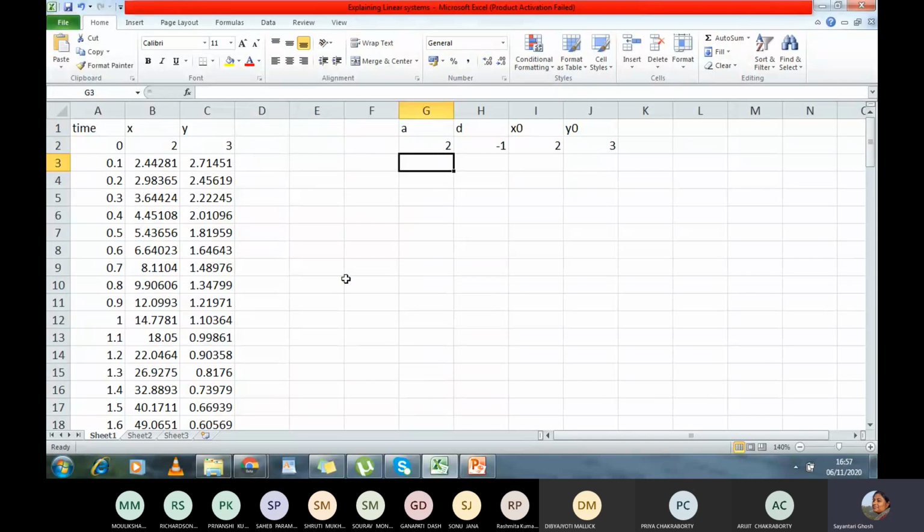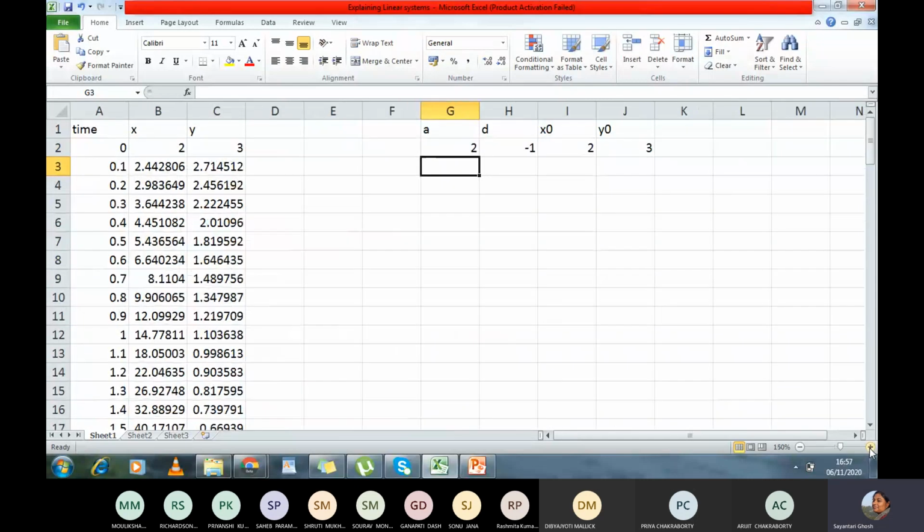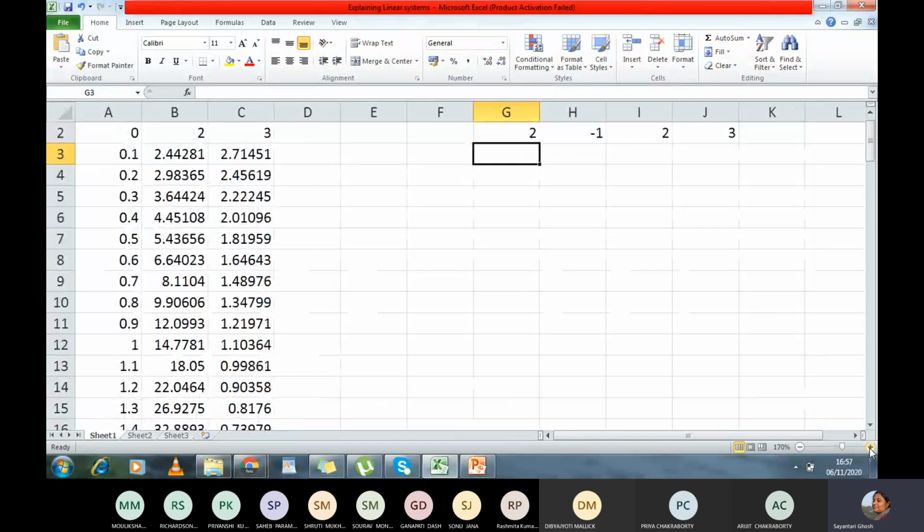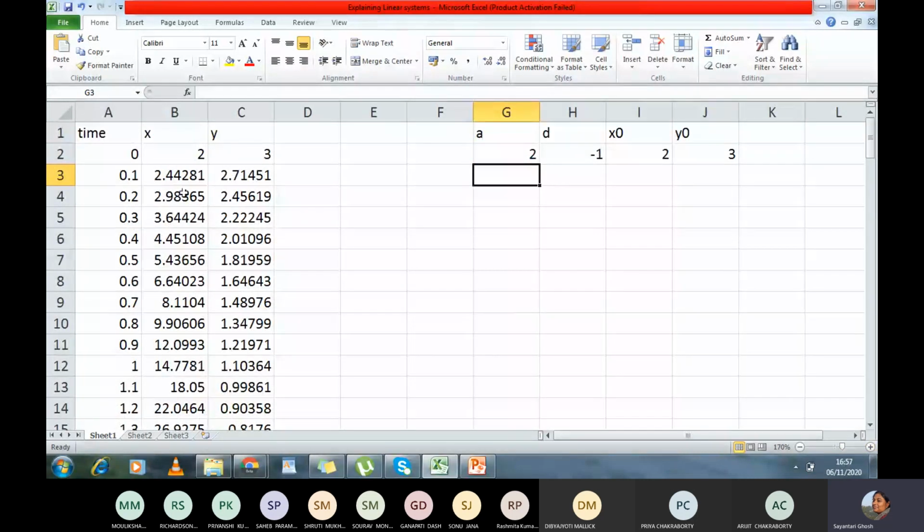Immediately the table changed. Let us just look at the table now. What is happening? What is the drastic change that you see? For the different values of X and for the different values of Y, what do you see? One is increasing and one is decreasing, right? Yeah, exactly.